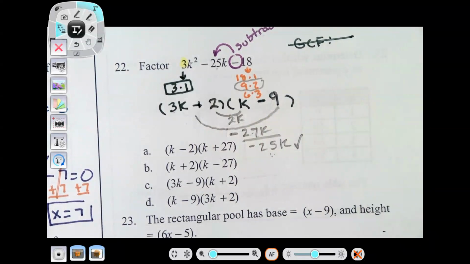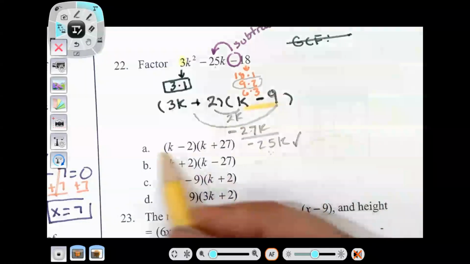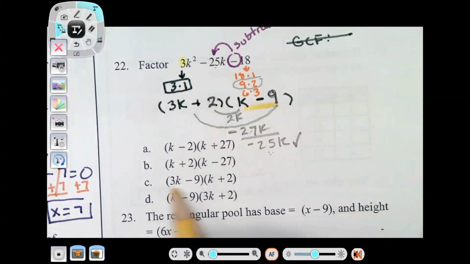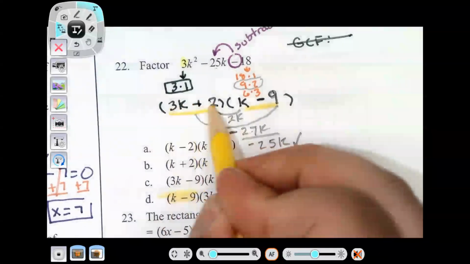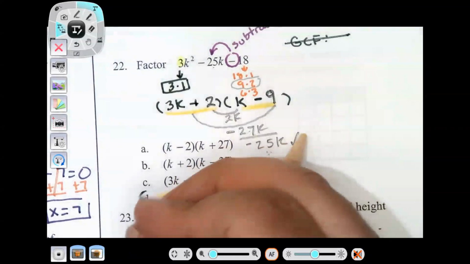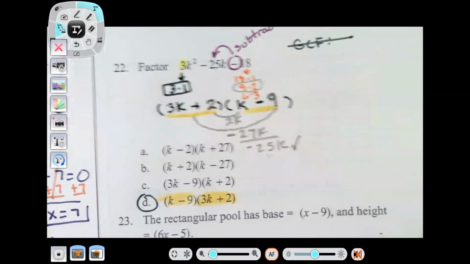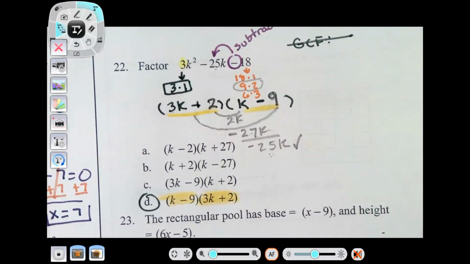And so very carefully, remember, it does need to match. There's k minus 9. Oh, there it is. K minus 9. And 3k plus 2, there it is. The perfect match. So there's my answer. Remember, these factoring ones with a number in the front always get interesting. That's why we've been practicing a lot of them.